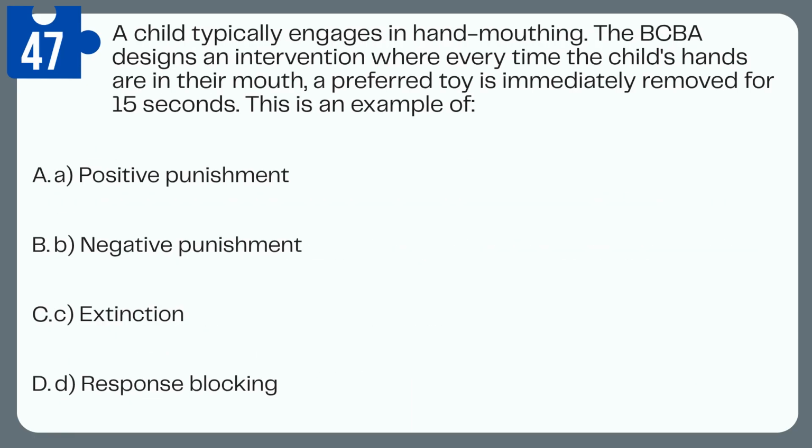Question 47. A child typically engages in hand-mouthing. The BCBA designs an intervention where every time the child's hands are in their mouth, a preferred toy is immediately removed for 15 seconds. This is an example of A. Positive punishment. B. Negative punishment. C. Extinction. D. Response blocking.